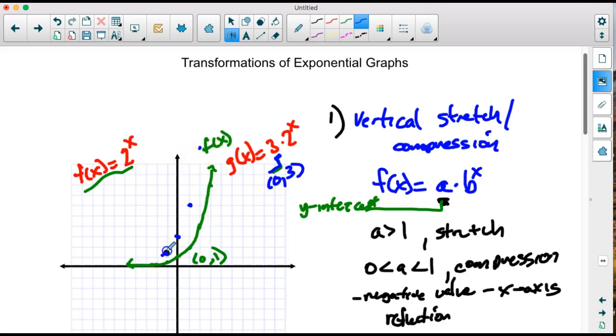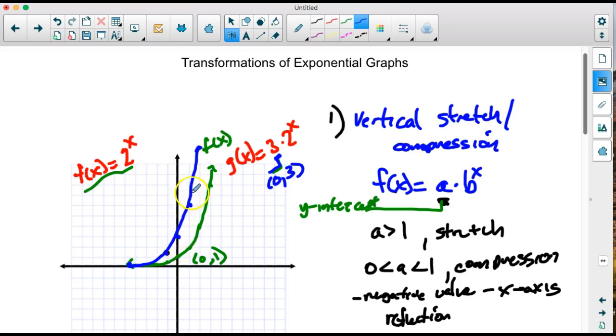So it stretches the graph out to a multiple of 3 times as much. It's still going to come down here. It's still going to approach 0. But it's going to be stretched vertically.